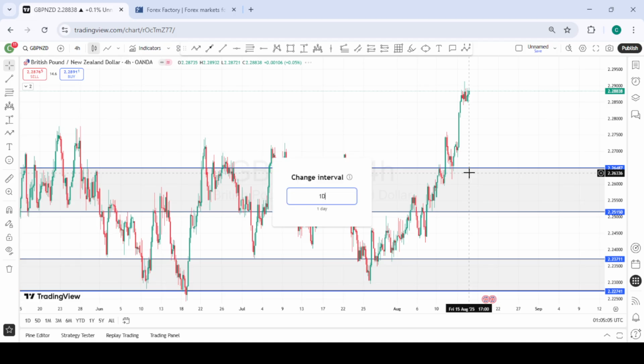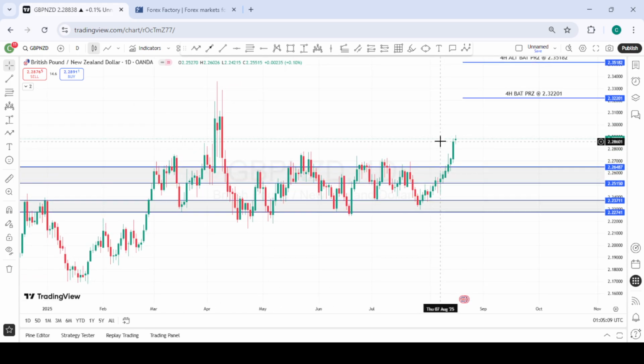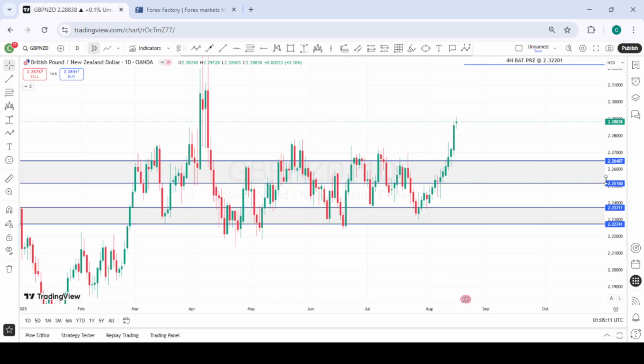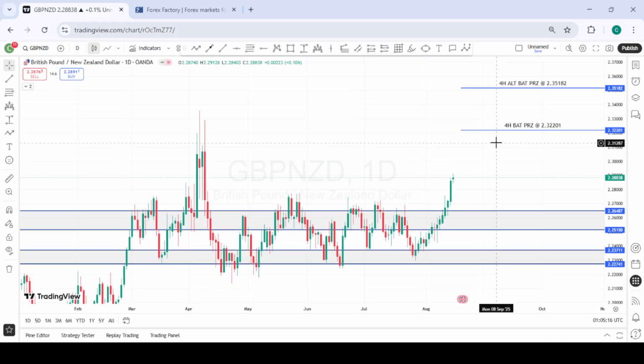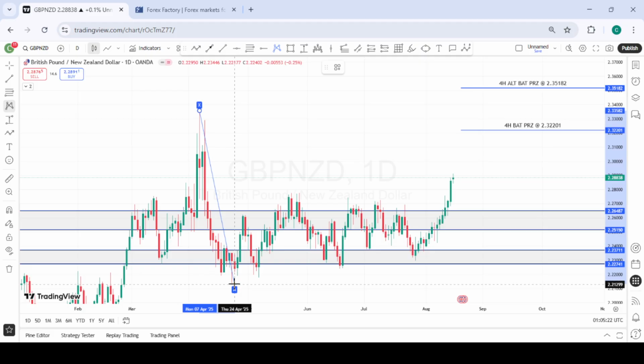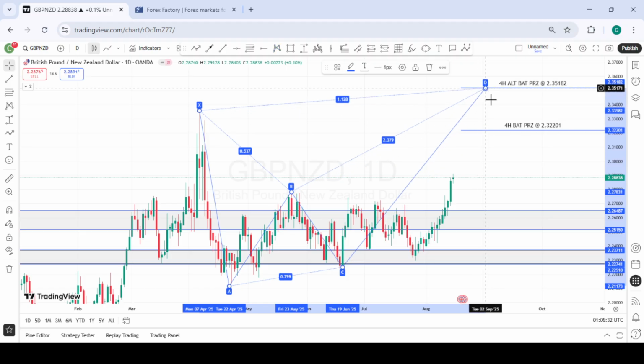On to the next. This is GBPNZD, and GBPNZD is currently forming a potential bat or alt bat pattern on a 4-hour time frame. So this is our X, this is our A, this is our B, and our possible C, which will be maybe a bat pattern or an alt bat pattern.